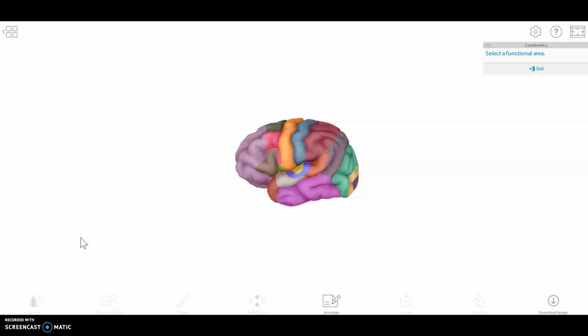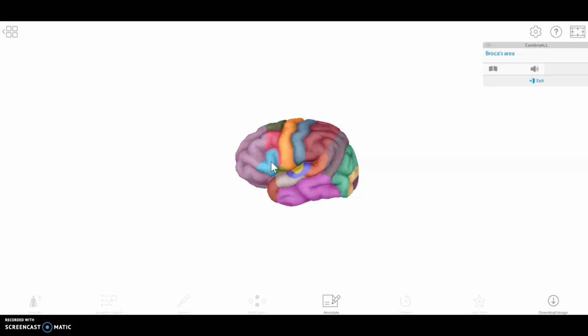But it's really neat because people that have damage to this area that can't speak, they can actually sing what they want to say, because singing actually involves a different area of your brain. Okay, so that's kind of cool. So there's Broca's area. Right there in the blue.